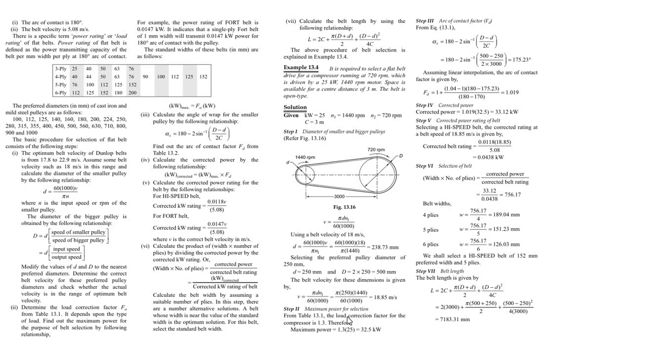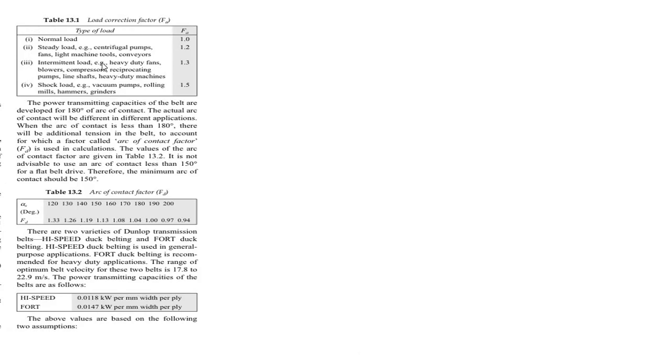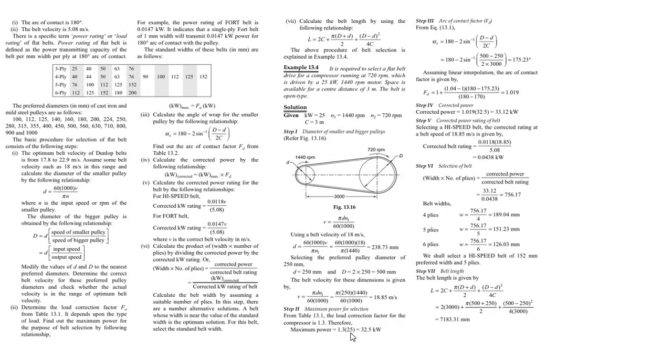The maximum power for the selection is given by the load correction factor for the compressor. As this belt is used for driving the compressor, which comes under the intermediate load, the value will be 1.3. And 1.3 into 25 gives maximum power equal to 32.5 kilowatt.